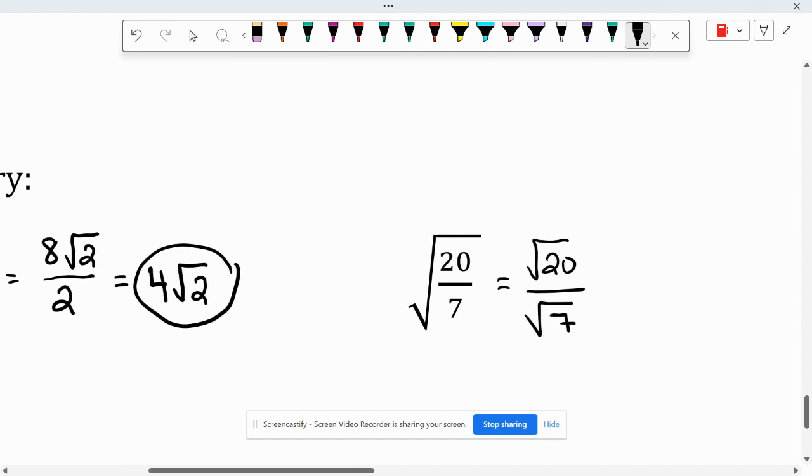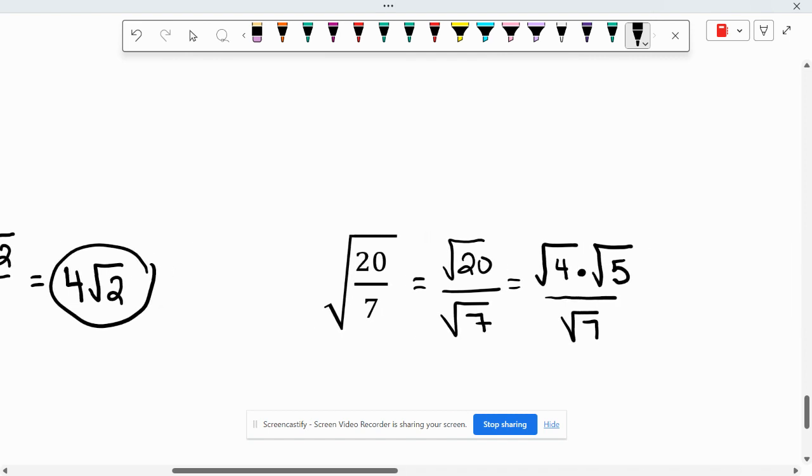Let's see. Can we break up 20? Is there a perfect square that lives inside of 20? Like, is it divisible by 4? Is it divisible by 9? Is it divisible by 16? Is it divisible by 25? What's it divisible by? So the square root of 20 is the same thing as the square root of 4 times the square root of 5 over the square root of 7. But what is the square root of 4? 2. So this is 2 times the square root of 5 over the square root of 7.